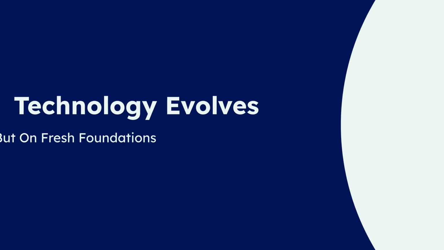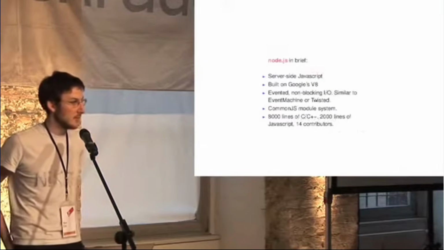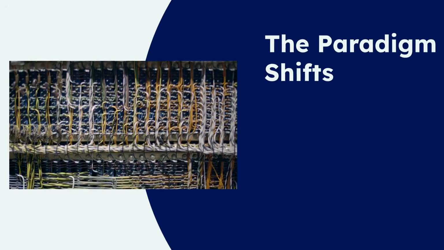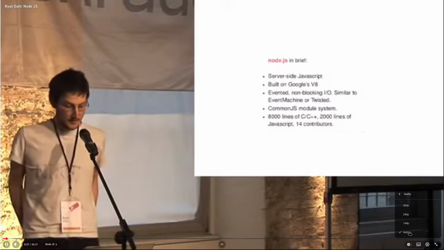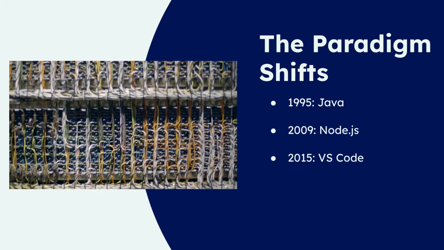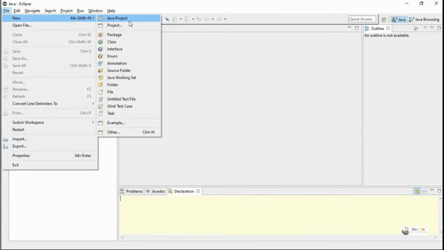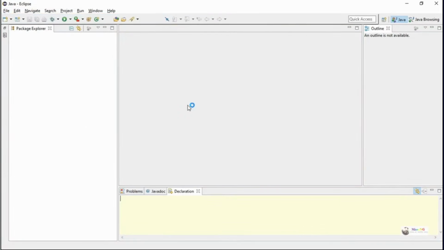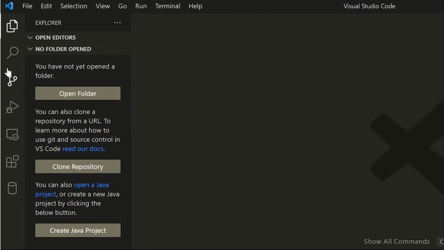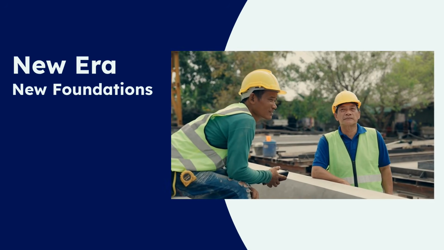To understand tech, you have to look at history. Whenever we experience a true paradigm shift, the winners don't build on top of old foundations. When people got tired of the strict nature of Java, Ryan Dahl didn't just build a new framework on top of the Java ecosystem. In 2009, he used the V8 engine to build Node.js. When developers grew tired of heavy IDEs like Eclipse, Microsoft didn't build an Eclipse plugin. In 2015, they launched VS Code. New eras require new foundations, not simply iterations on the old ones.